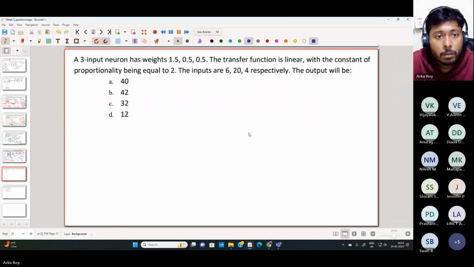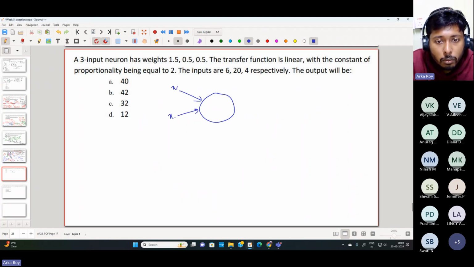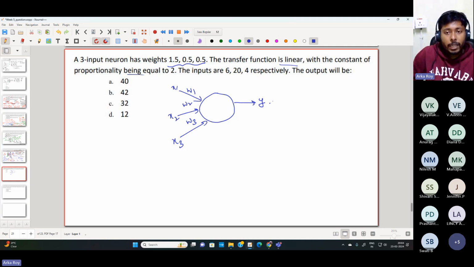Okay, so you have three input neurons with weights: x1, x2, and x3, and W1, W2, W3. They have given the values of the weights. The transfer function is linear with a constant of proportionality equal to 2, and the input values are also given. So what is basically meant by a transfer function? Anyone?